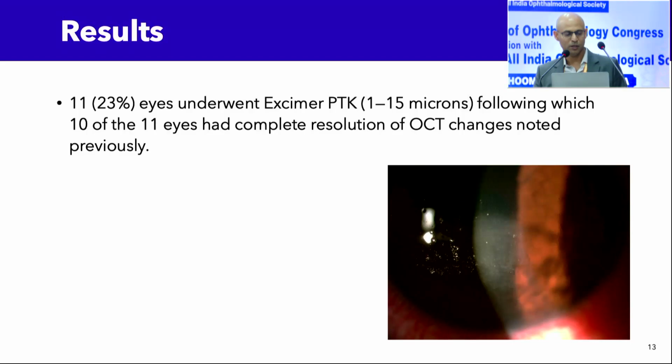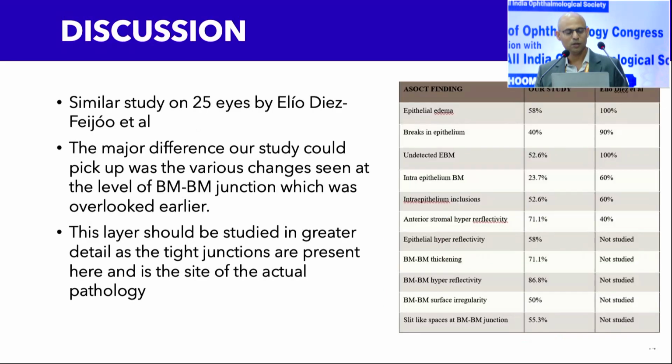So 11 of these eyes underwent excimer PTK between 1 to 15 microns, following which 10 of these 11 eyes had complete resolution of symptoms as well as the OCT changes noted previously. One had partial resolution. A similar study of 25 eyes is the only other study, by D.S. Fejo et al.